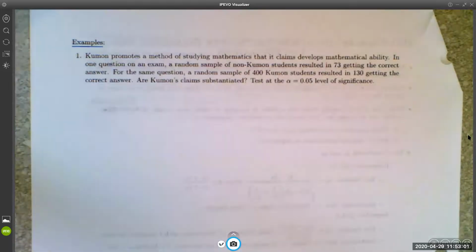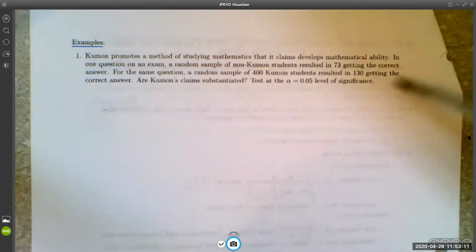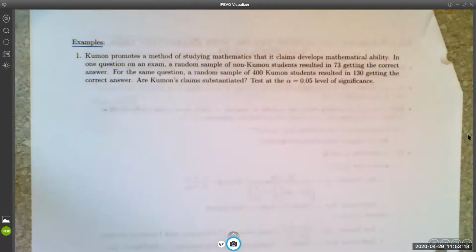So with that review in mind, now let's do some mixed practice. So we'll answer a few questions doing some mixed practice. And I think that there's a little bit of a mistake here. You're going to have to add a number in here because I forgot to give you the sample size for one of these samples. But anyway, it says, Kumon promotes a method of studying mathematics that it claims develops mathematical ability.